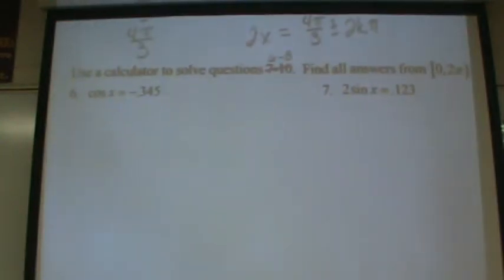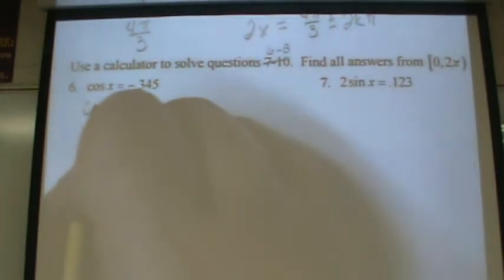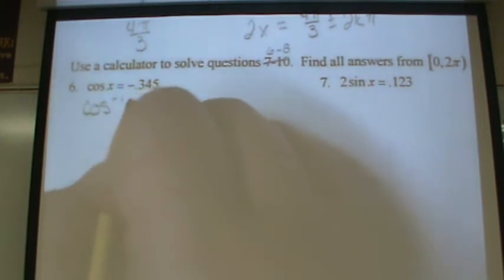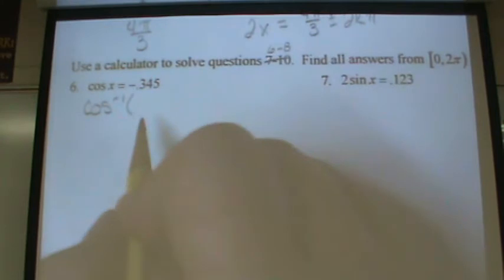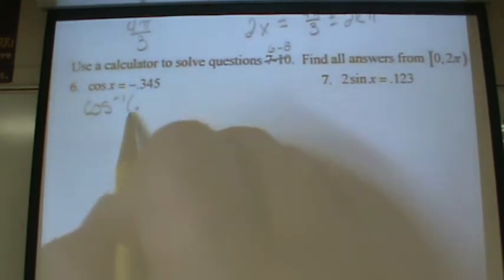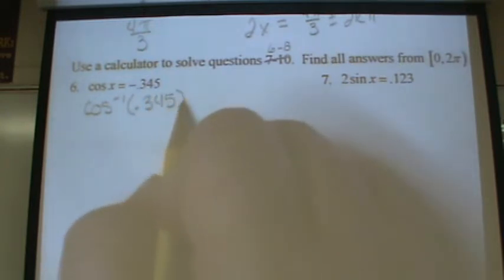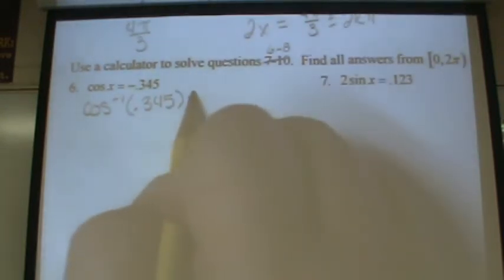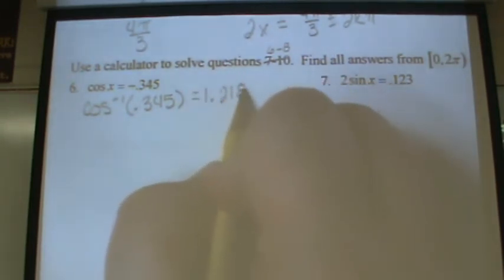Now for number 6 through 8, we're punching these into the calculator. So for number 6, we want to find the inverse cosine of, remember when you're given this negative, you want to find the positive one first and then use that as your reference angle. So we're going to take the inverse cosine of 0.345, which is going to give us 1.2186.